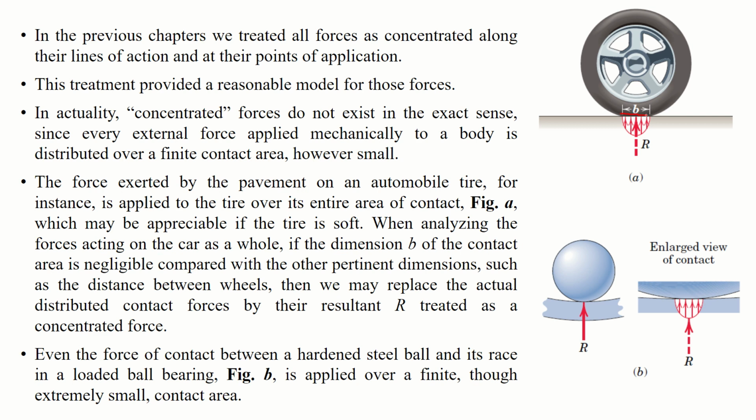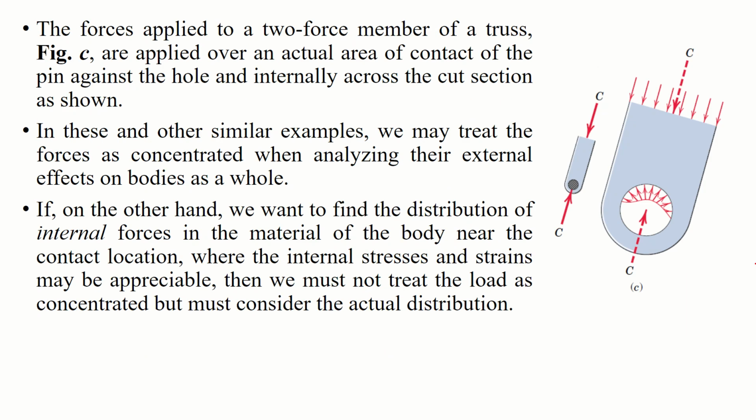Even the force of contact between a hard steel ball and its race in a loaded bearing, as you can see in the figure, is applied over a finite area, though an extremely small contact area. The force applied in a two-force member of a truss, as you can see here, is applied over an actual area of contact through a pin joint against the hole, and is internal across a cut section. As you can see here, it is spread over a pin joint like this. It's a simple cut section.